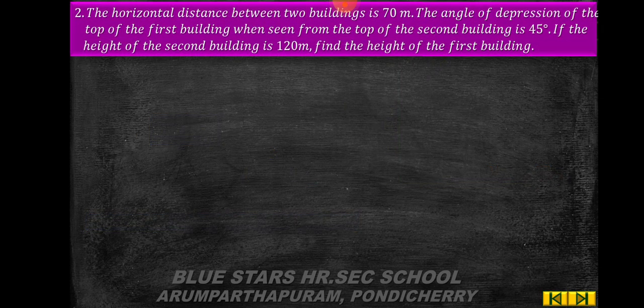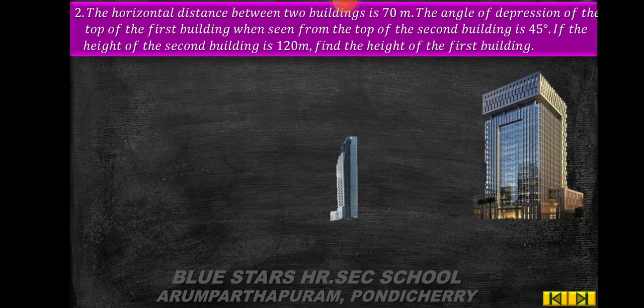Problem number 2. The horizontal distance between the two buildings is 70 meter. The angle of depression of the top of the first building when seen from the top of the second building is 45 degree. If the height of the second building is 120 meter, find the height of the first building. So already we have seen a model problem like this in your example, that is example 6.27. So same model problem.